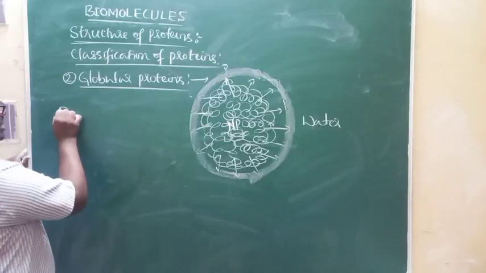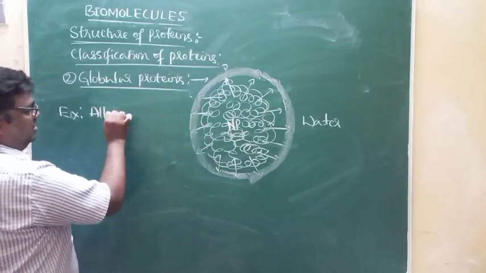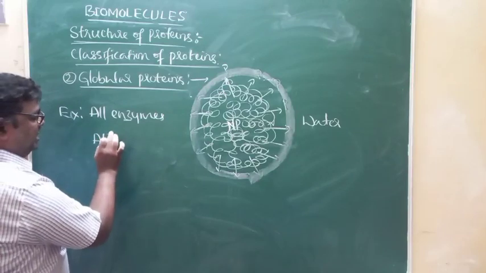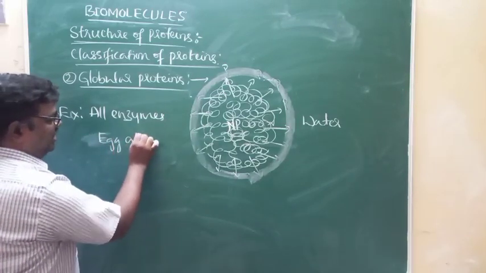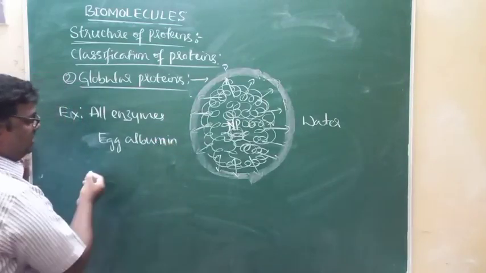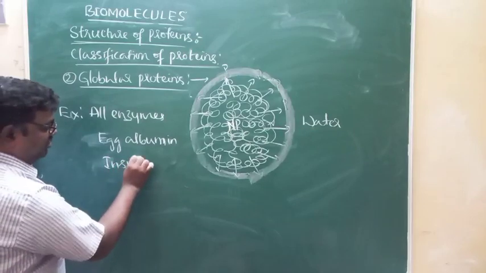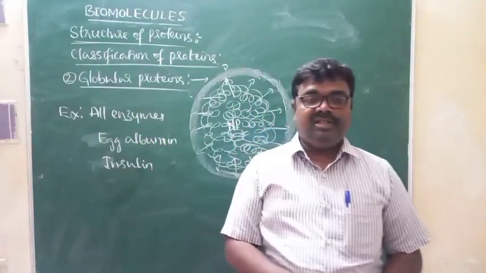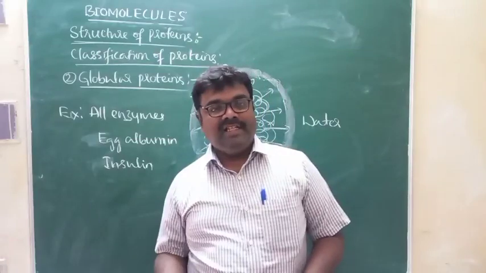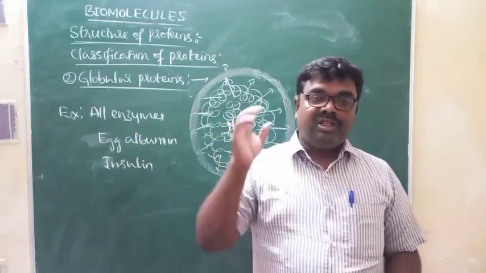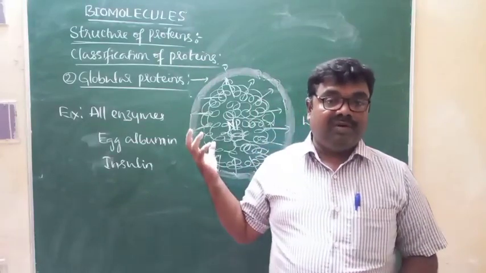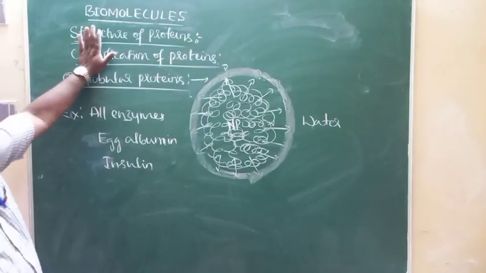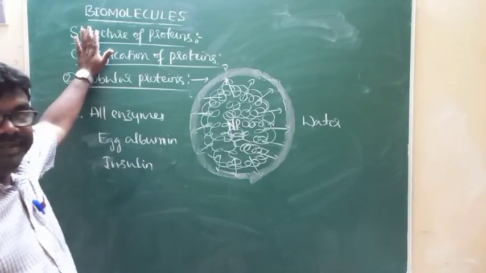As far as examples of globular proteins are concerned, all enzymes are considered globular proteins, or you can say the albumins, such as egg albumin. Insulin is also an example of a globular protein. Globular proteins consist of polypeptide chains folded in such a way as to give a spherical shape to the protein molecule. They are soluble in water, and examples are enzymes, egg albumin and insulin. So this is what we call the classification of proteins.